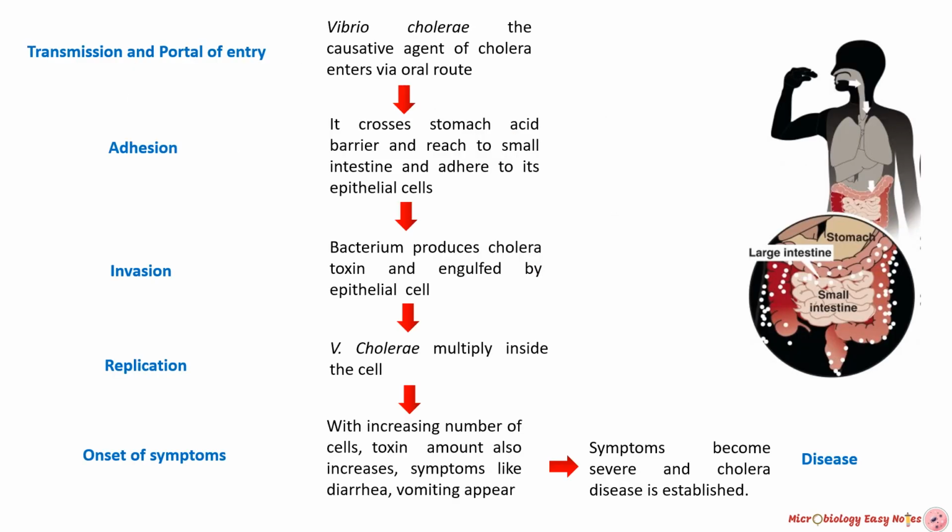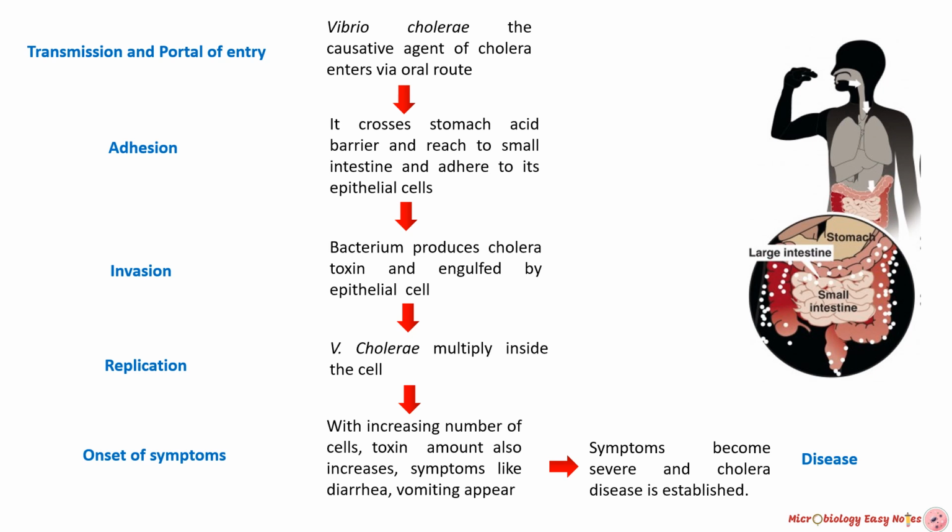Let's take one example. Vibrio cholerae, the causative agent of cholera, enters via the oral route when a person drinks contaminated water. It crosses the stomach acid barrier and reaches the small intestine and adheres to its epithelial cells. Now the bacterium produces cholera toxins and is engulfed by the epithelial cell of the intestine. Now Vibrio cholerae multiplies inside the cell.